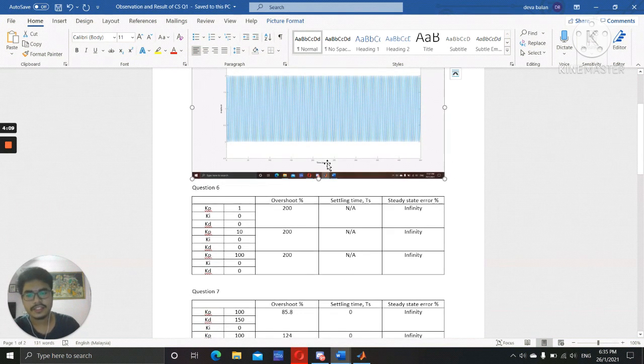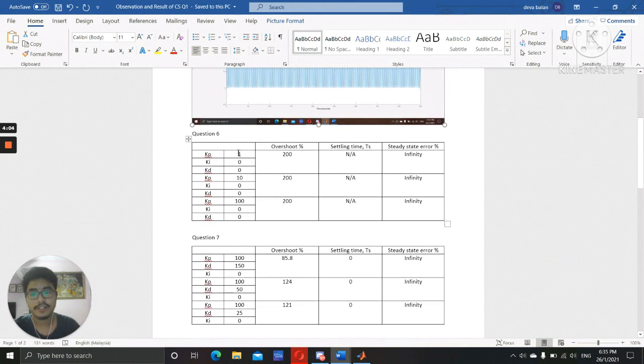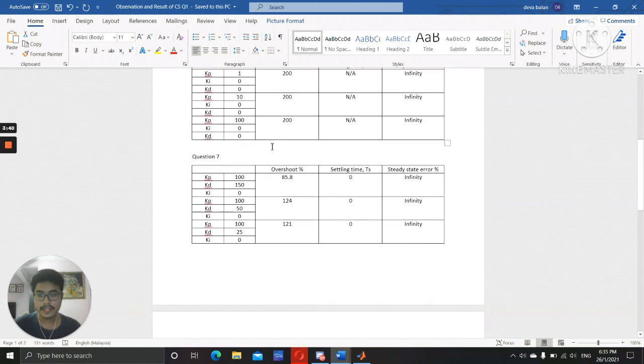For question 6, we are going to implement PID controllers, but first we're going to implement a P controller. We'll set P to different values, which are 1, 10 and 100. As you can see in this table, the overshoot is the same and the settling time is also the same. The steady state error is also the same because the P controller does not significantly change the system, so it remains the same.